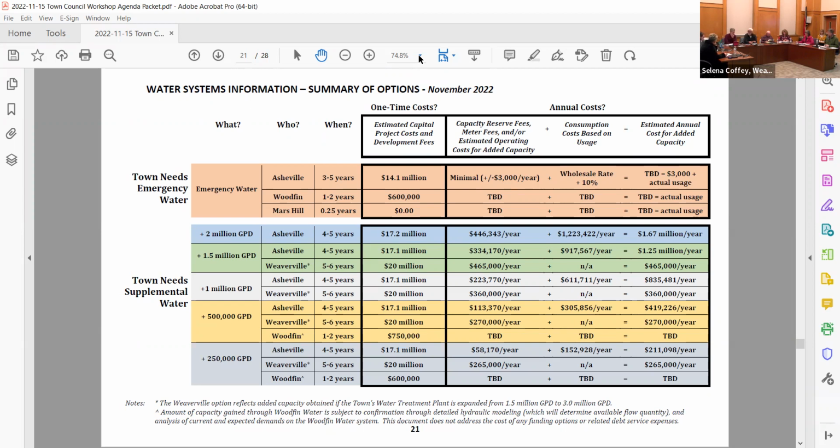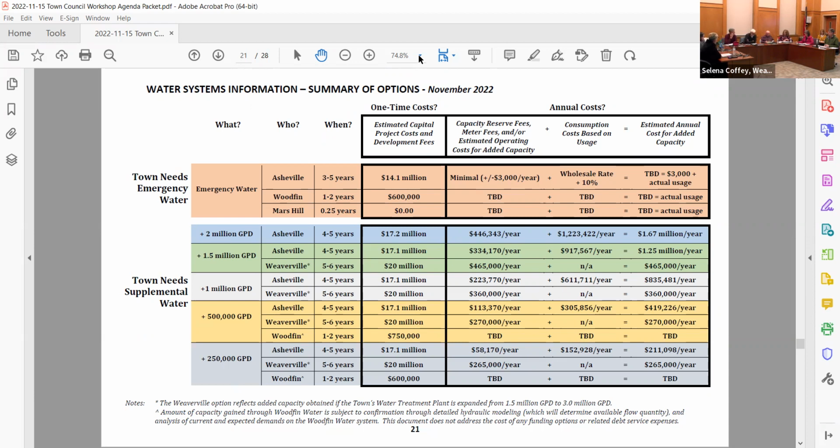If you look at these options on the emergency side, to have something in place quickly that avoids an issue that you brought up, Selena, it seems like the Mars Hill agreement would be kind of a low-hanging fruit, no-brainer. There's no risk, no capital. If we had an issue next week, we could tap that. And then when we know the results of the study, we'd know where our supplemental water can come from. And then that could guide future discussion on Woodfin and or Asheville.